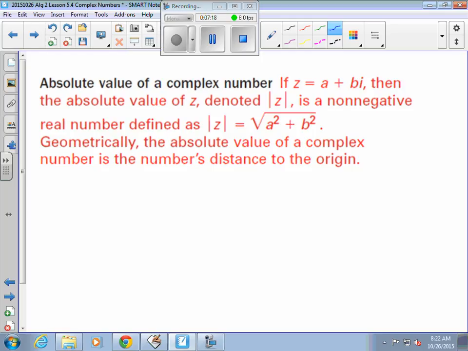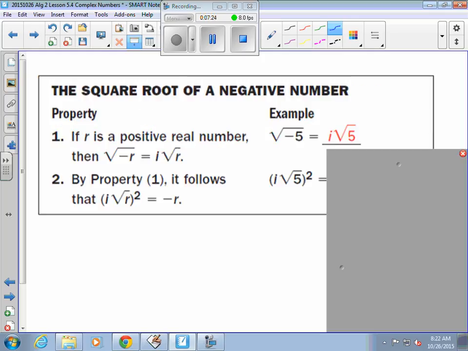And then we're not going to do absolute value at all, everybody. So we'll leave absolute value off for this lesson. We'll catch that at a later lesson. The square root of a negative number.